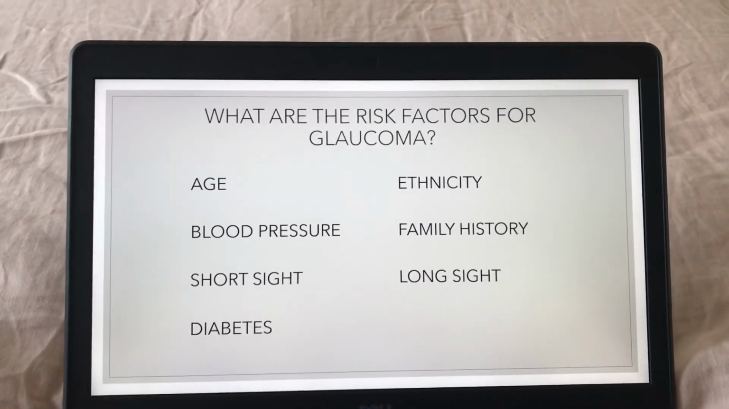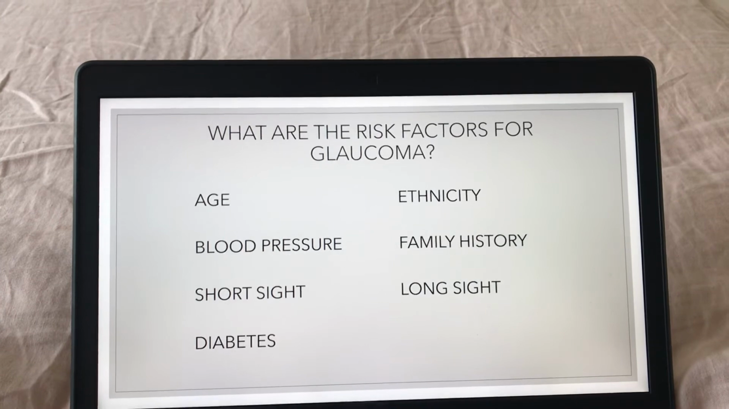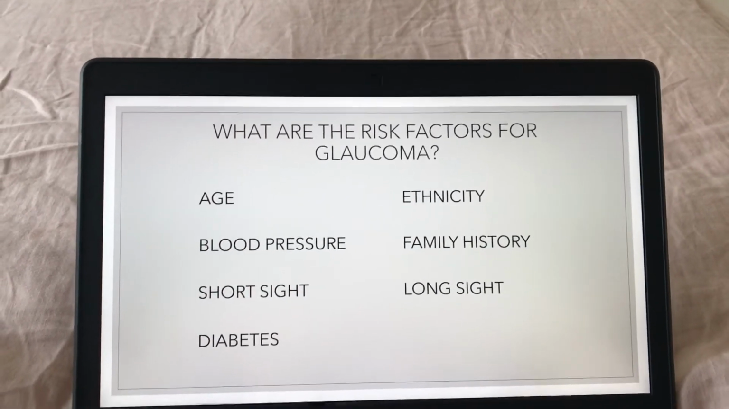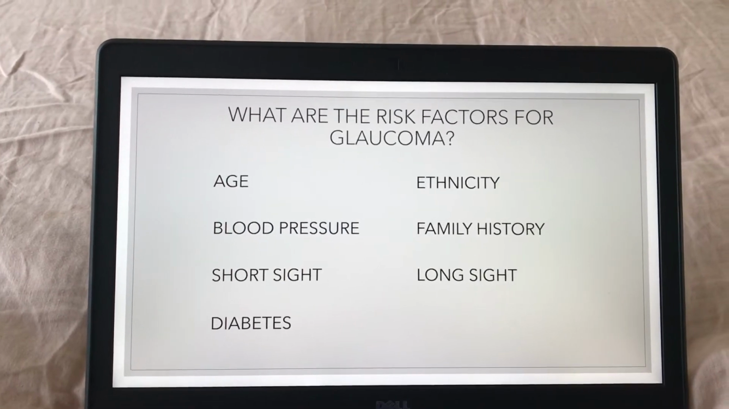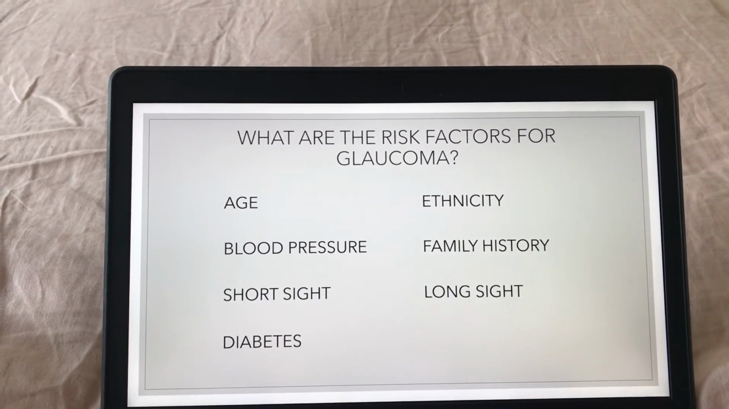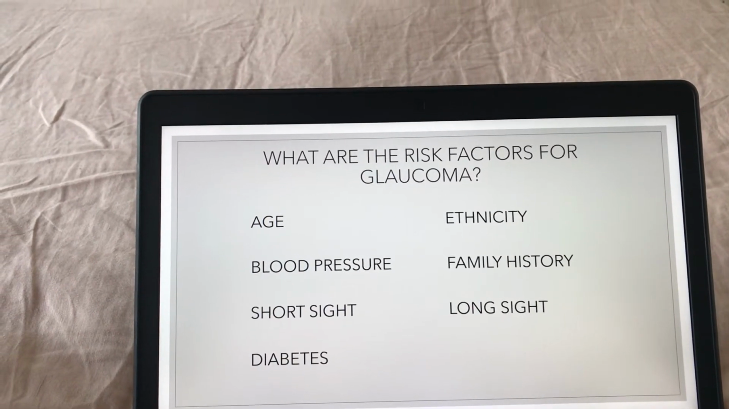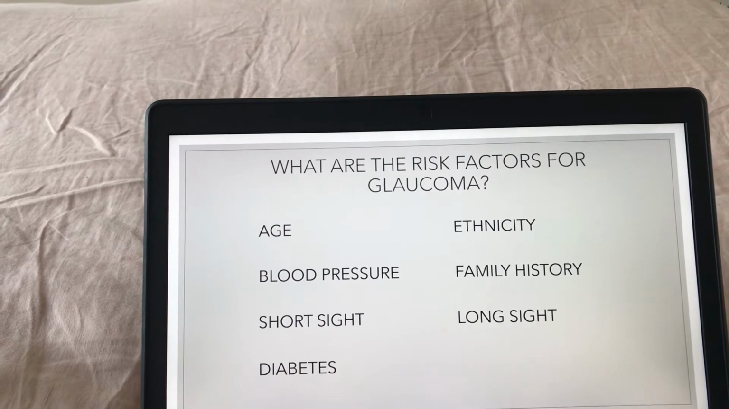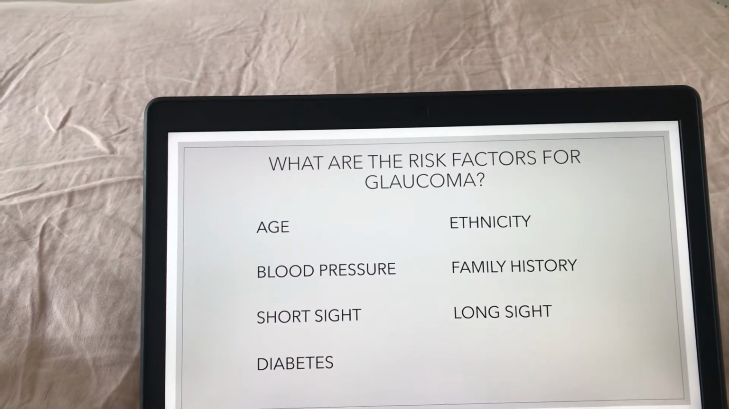So what are the risk factors? The first one is age. Your likelihood of developing glaucoma increases with age, substantially rising over the age of 80 to more than 1 in 20. Blood pressure. Very high blood pressure can lead to an increase in intraocular pressure. Low blood pressure can lead to insufficient blood supply to the optic nerve.